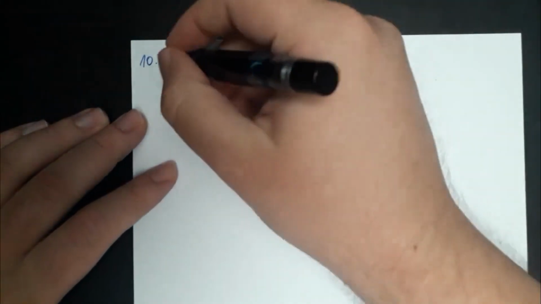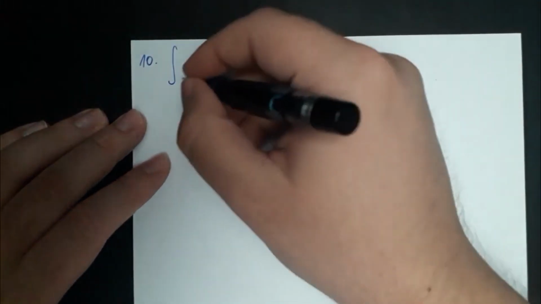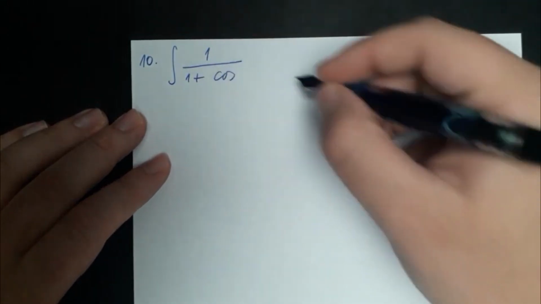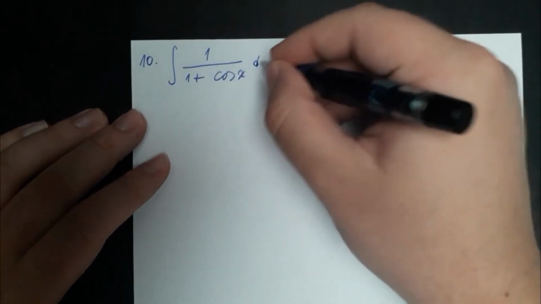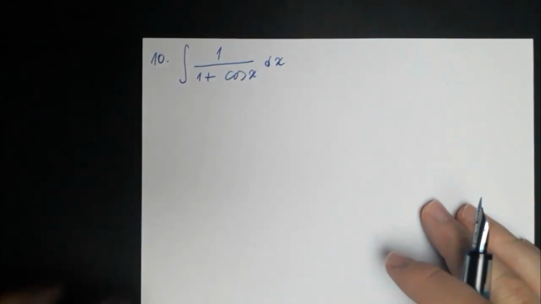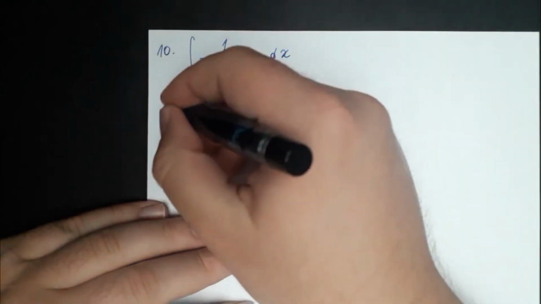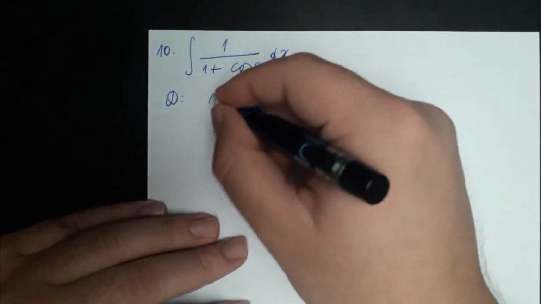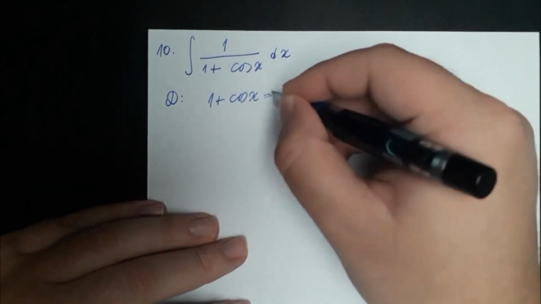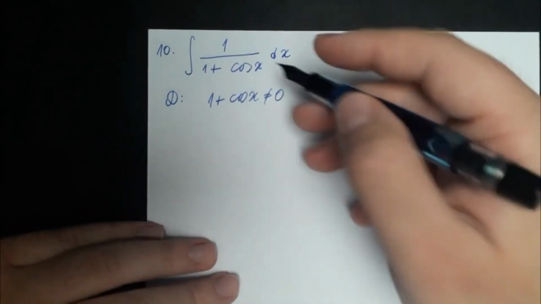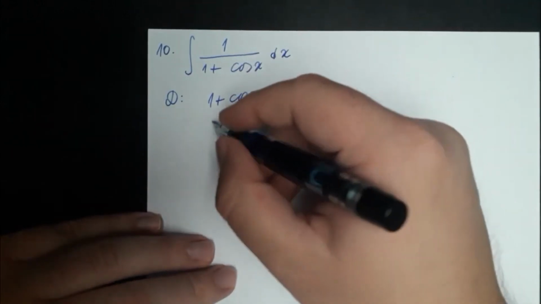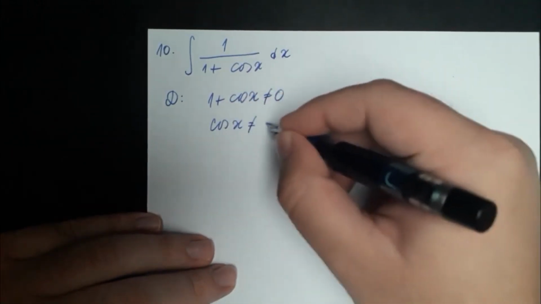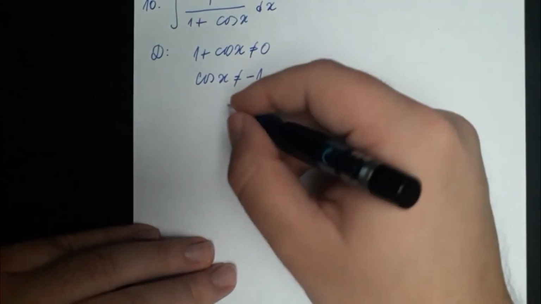Now this integral is very fun to solve, and it is a little bit controversial. 1 divided by 1 plus cosine x dx. So what is the domain of this integral? 1 plus cosine x has to be different from 0, so this will be defined. We get that cosine x has to be different than negative 1.